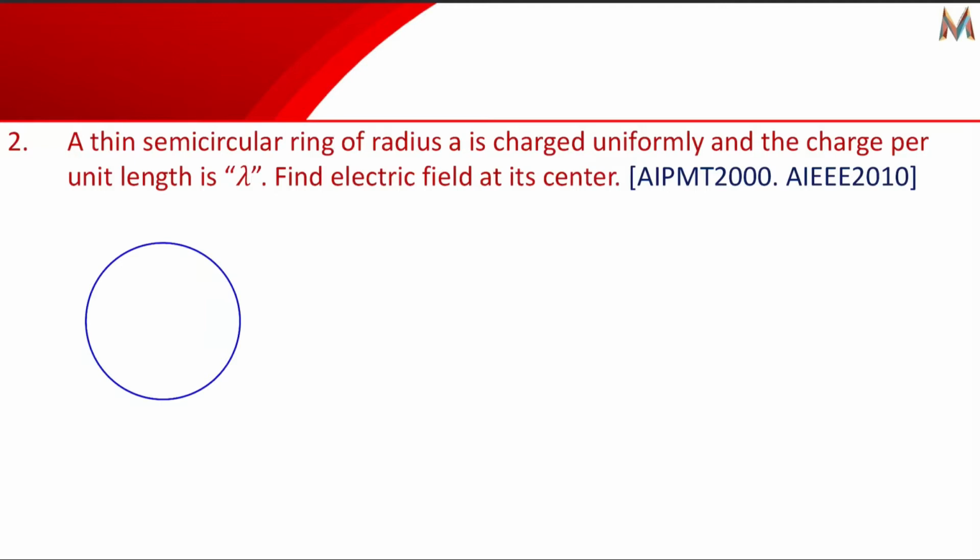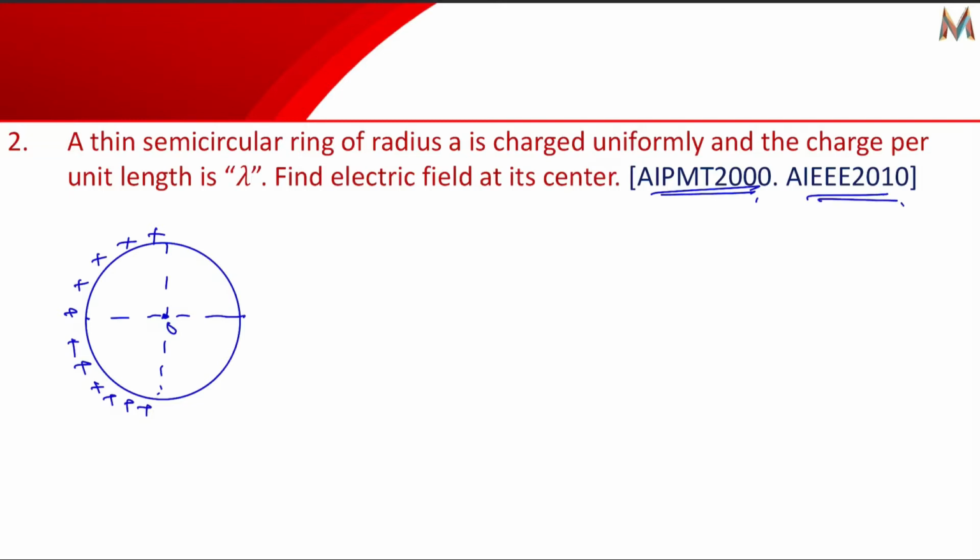So this is the semicircular ring. This is the ring, and now we make it semicircular. In this part there is a uniform charge distribution, and that charge distribution is lambda, as given in the question. This is the center point, O. We have to find the electric field at this point. This question appeared in AIPMT 2000 and AIEEE 2010.